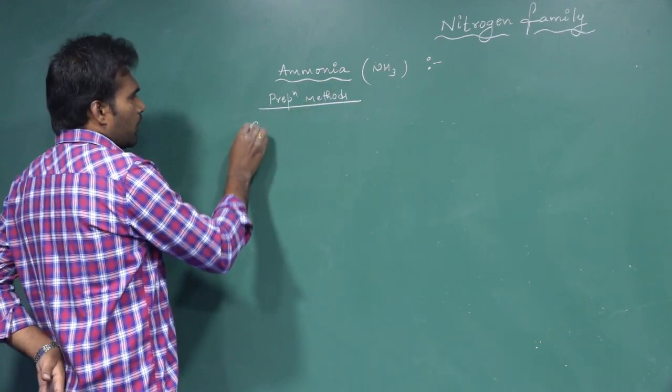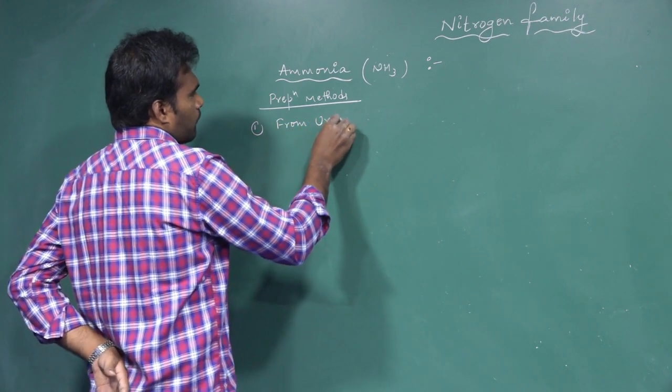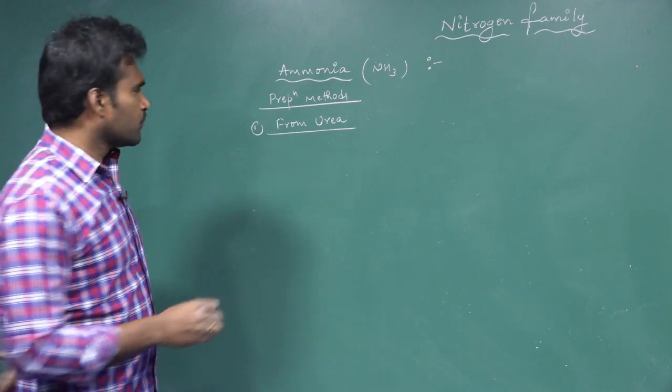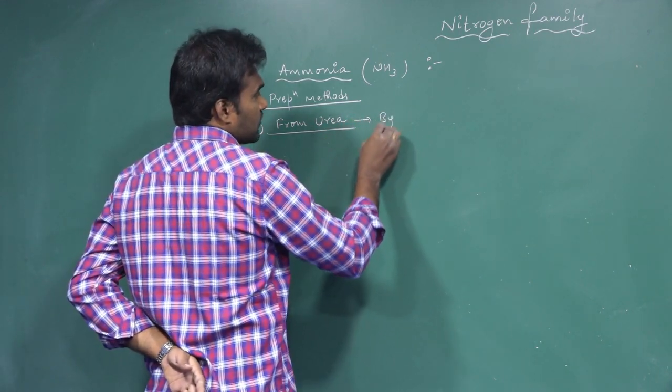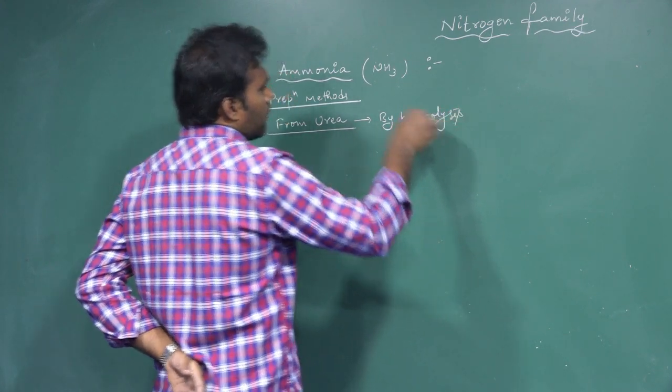So the first method of preparation is from urea. How can we prepare ammonia from urea? If you take urea, by hydrolysis, simply by hydrolysis, we can prepare the ammonia.